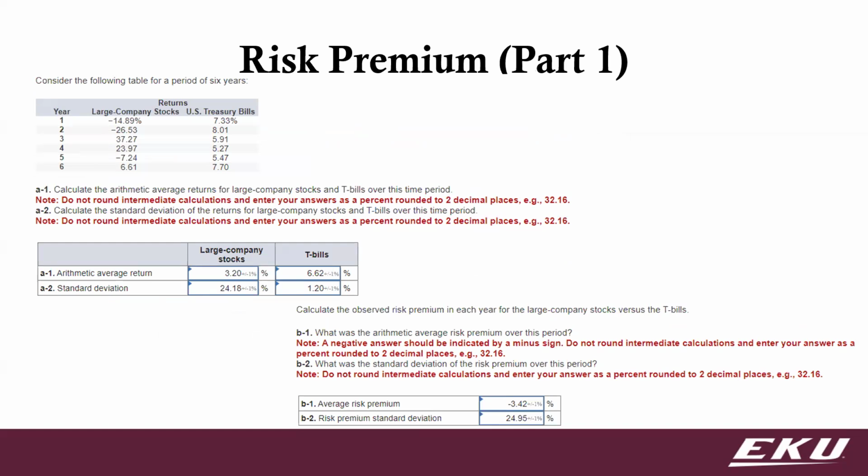Okay. Here's a couple looking at risk premium. This question's pretty long, so I broke it up over a couple of different slides. So the first one, they just give us 6 years of returns for large company stocks and for U.S. Treasuries, right? T-bills are short term. We'll talk about Treasuries a bit more in the future too, but a T-bill, a T-note, and a T-bond are just different time periods. So T-bills are the short term, T-notes are the medium term, and then the bonds are long term.